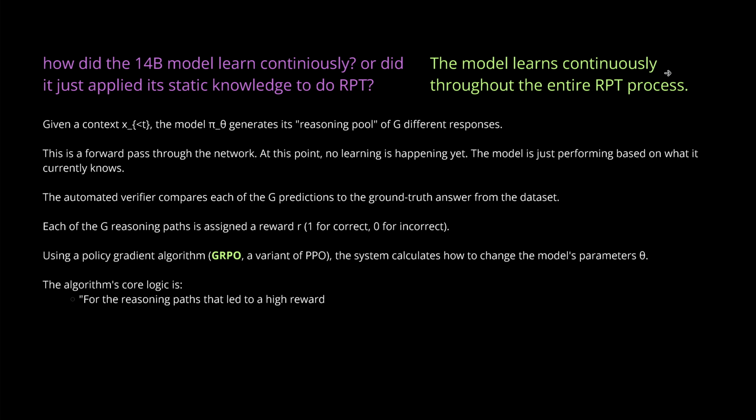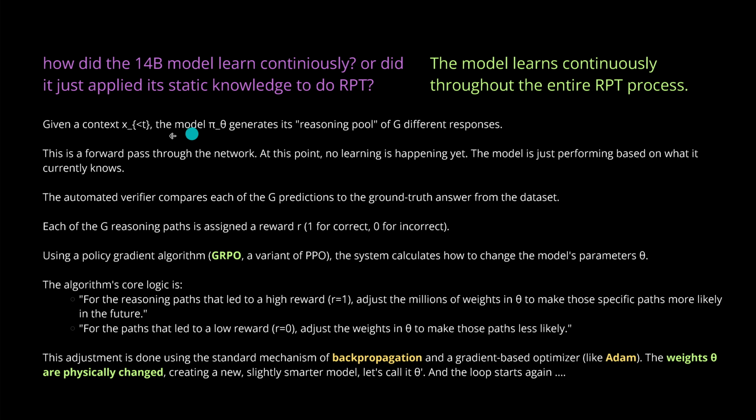Why? I would argue in the following way. Given we have a specific textual context, no? This x sub less than t. So our model LLM, the policy pi theta, generates now its reasoning pool of G different responses, and each output is now a reasoning trace and a prediction. So this is the pure forward pass through our neural network. At this point, no learning is happening yet. The model is just performing based on what it currently knows.